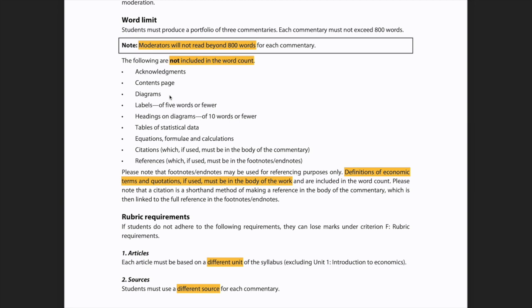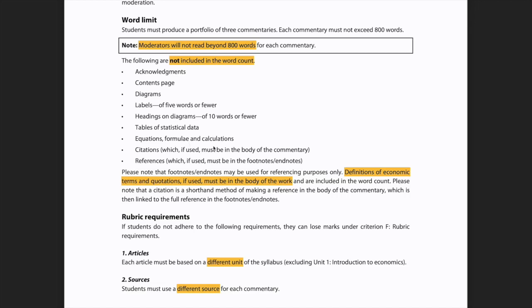Next, diagrams. Diagrams are not included in the word count as there are no words. However, labels of diagrams, for example, on the 2-axis, should be 5 words or less, else it will be included in the word count. Similarly, headings or titles should be 10 words or fewer. Tables are not included, but if it is part of the article, then it is not in the commentary. You can just refer to the table and data in your commentary.